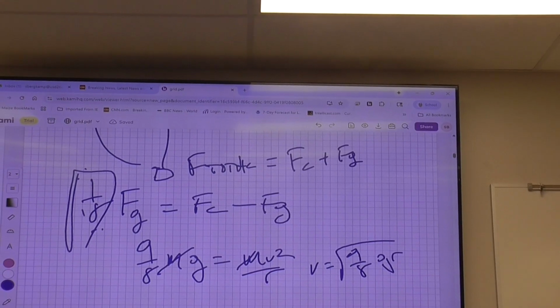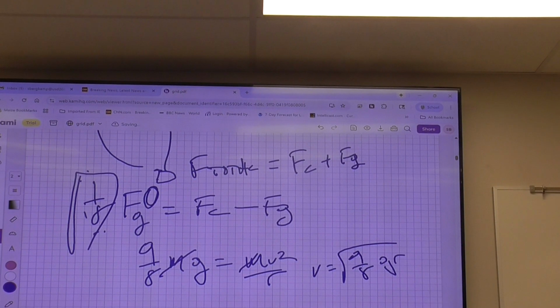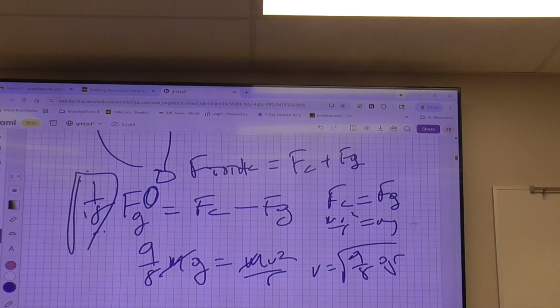It's just, if you're in a state of weightlessness, you want to feel 0 Fg's, right? So that just means your centripetal force equals your gravitational force. That's mv squared over r equals mg. The minimum velocity is the square root of gr, which is the same velocity that you need to be in orbit very near the surface of the Earth.